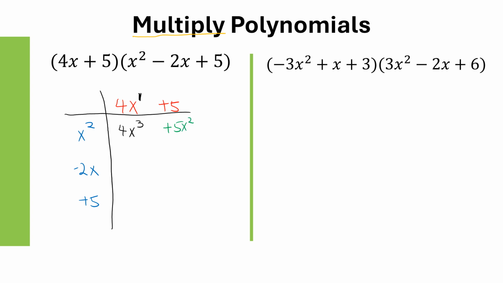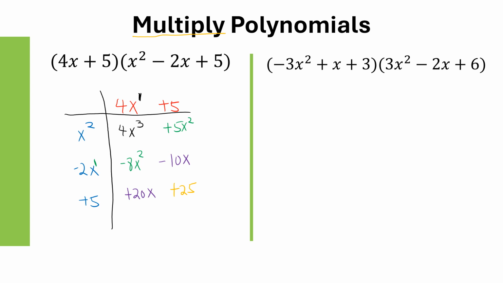And now you do the same thing, take the second term, negative 2x, multiply by 4x again, and that's going to give you negative 8x squared. So again, add the exponents when you multiply, so 1 plus 1 is 2. And then negative 2x times 5 is going to give you negative 10x. And last one, 5 times 4x is positive 20x, and then 5 times 5 is going to give you positive 25.